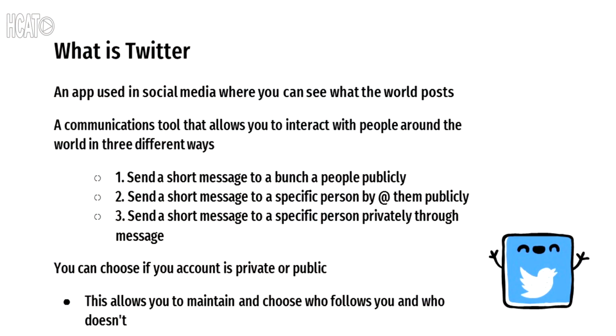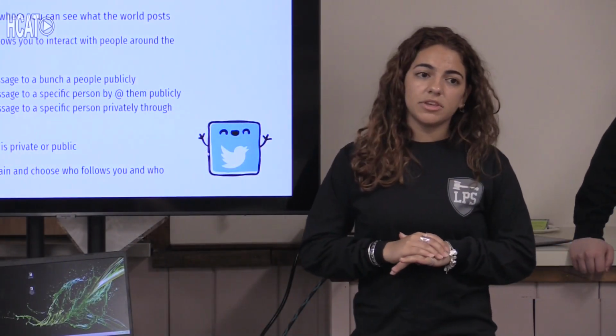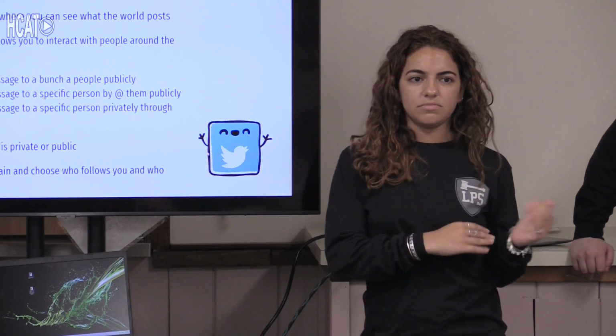Okay, so what is Twitter? So Twitter is basically an app that's found on social media that you can post and see what's posted around the world. You can use it in three ways. You can send a short message to the public. You can send a short message to a specific person by adding them to what you're writing and posting it to the public. Or you can send a private chat to the person if you'd like. You can choose if your account is public or private, so you can see who can follow you and who can't.